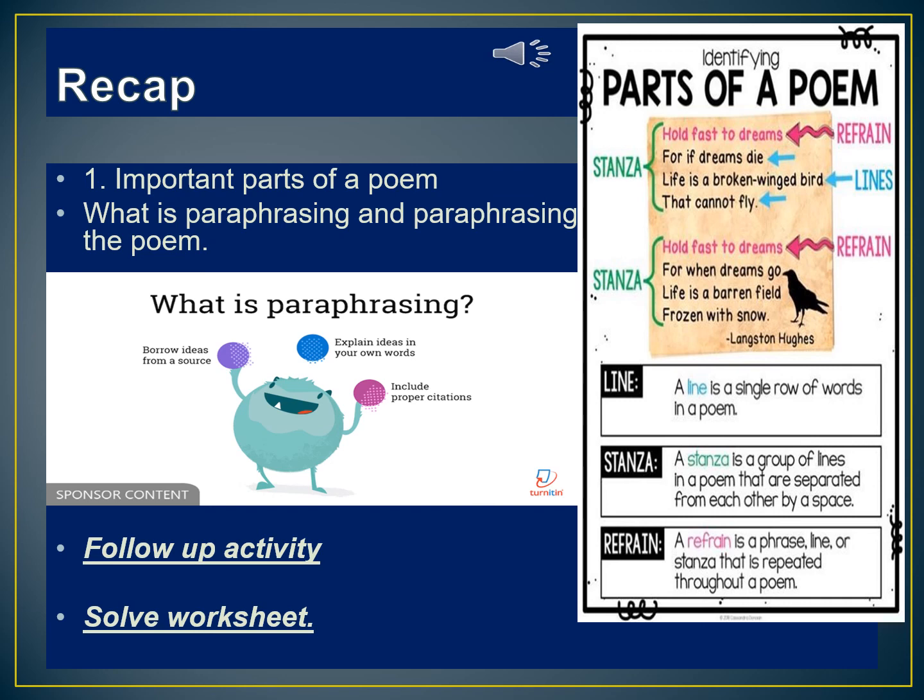Here is the recap of today's tutorial. We have learned parts of a poem, some basic important literary terms and paraphrasing of the first two stanzas of the poem. Dear students, you will write the paraphrasing of the first two stanzas in your notebooks. You are also going to solve a worksheet based on today's topic.